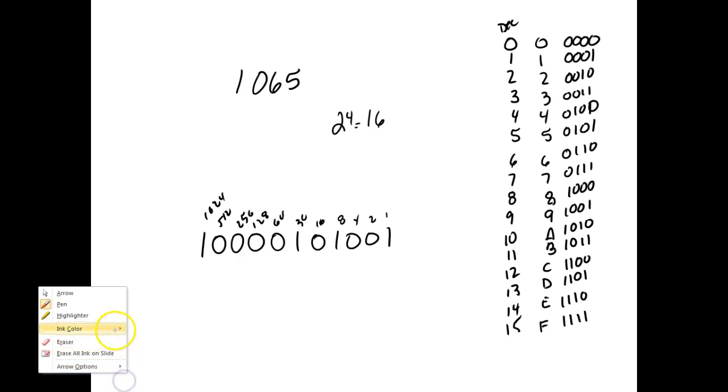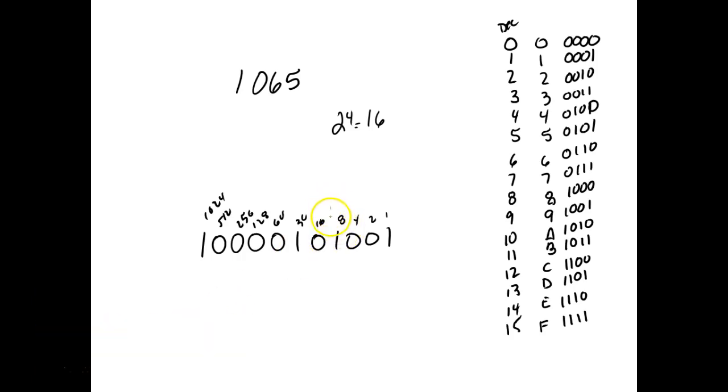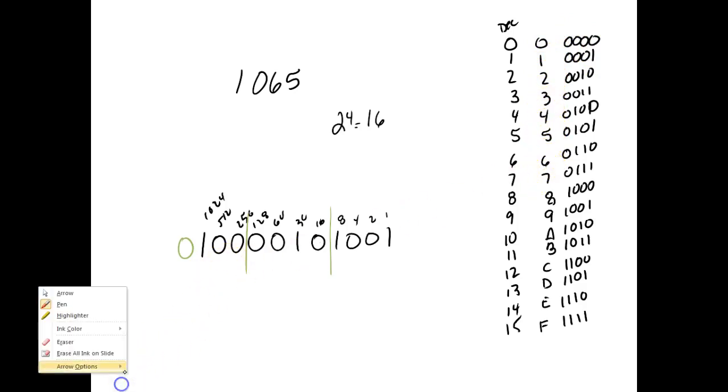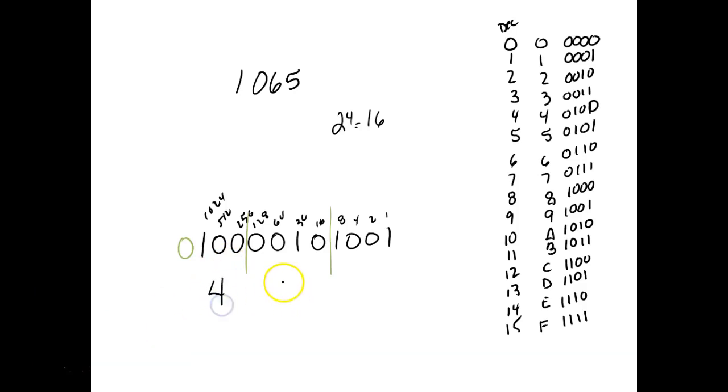So what I'm going to do over here on my binary number is group this in groups of 4, and then pretend there's a 0 up there. Then I'm going to write down the hex equivalent to that pattern. So what's this pattern right here? This is a 4, 2, 9, right? This would be base 16.